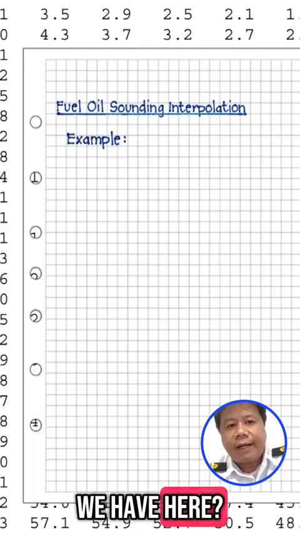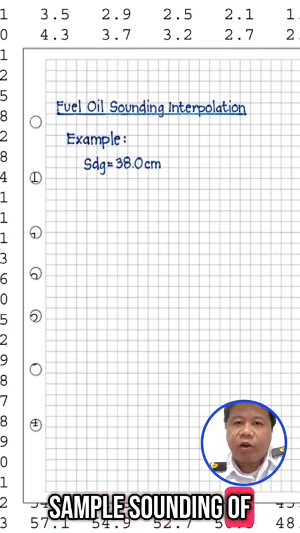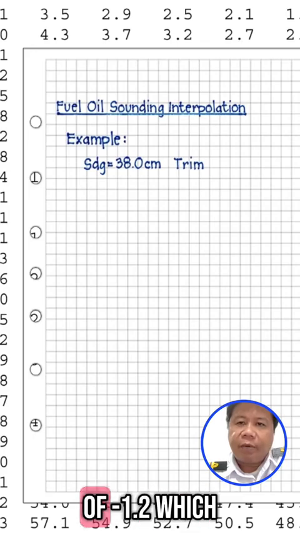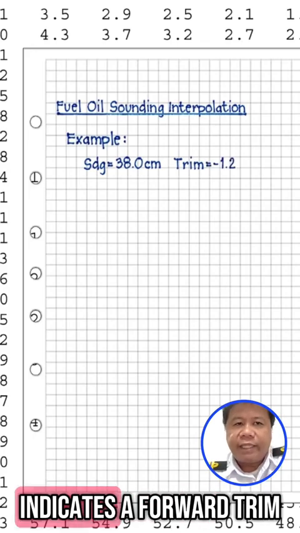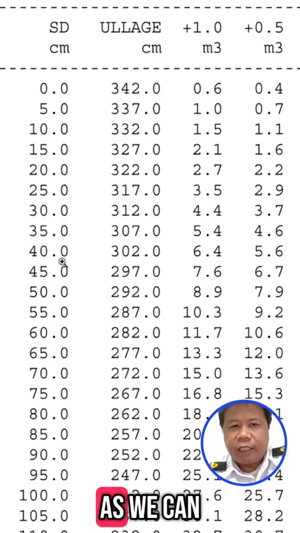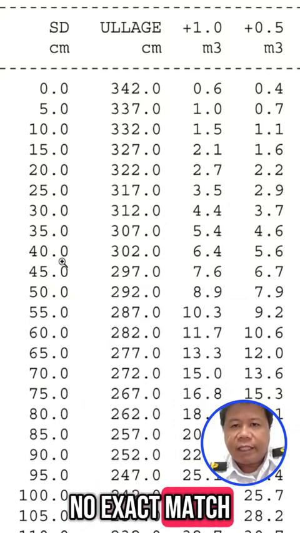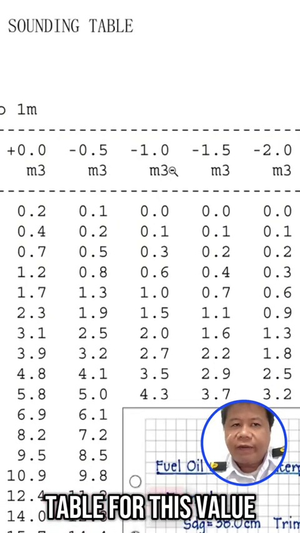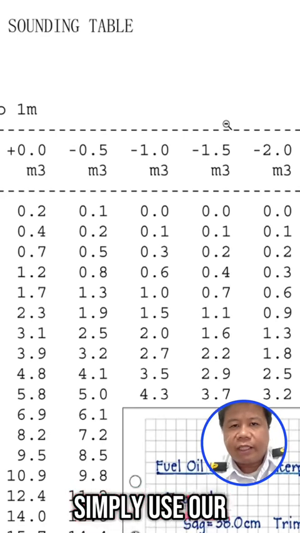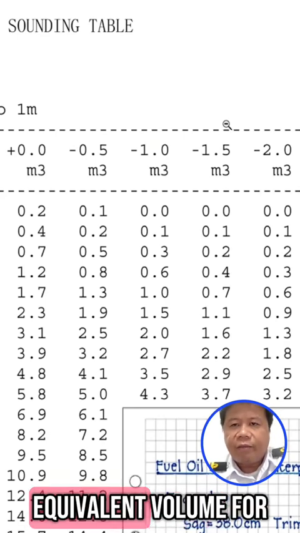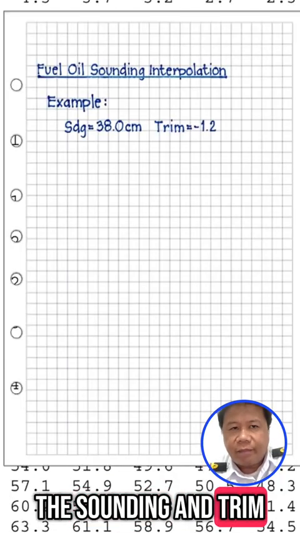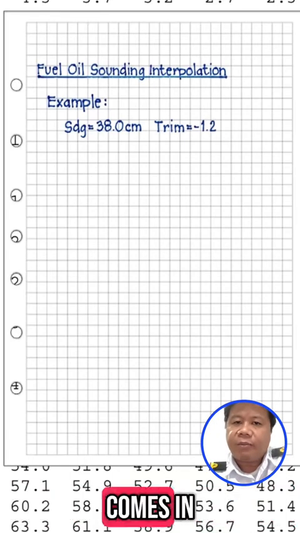So what do we have here? We have a sample sounding of 38 cm and a trim of -1.2, which indicates a forward trim. As we can see, there is no exact match in our sounding table for this value, so we cannot simply use our sounding table to find the equivalent volume for the sounding and trim. That's where interpolation comes in.